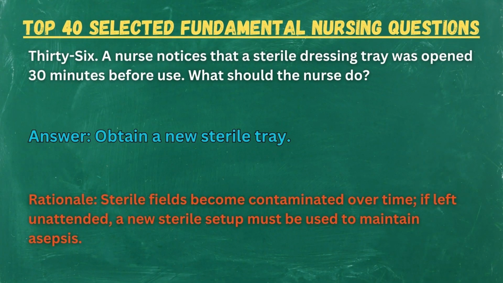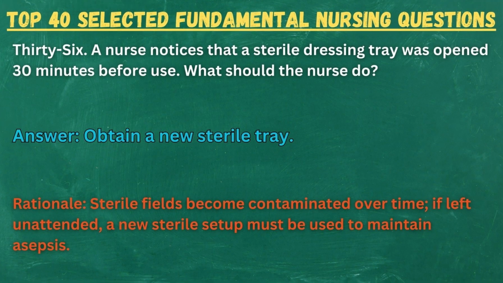36. A nurse notices that a sterile dressing tray was opened 30 minutes before use. What should the nurse do? Answer: Obtain a new sterile tray. Rationale: Sterile fields become contaminated over time. If left unattended, a new sterile setup must be used to maintain asepsis.